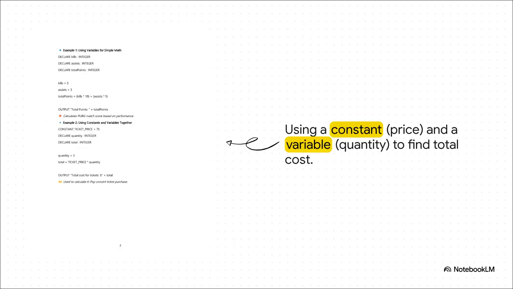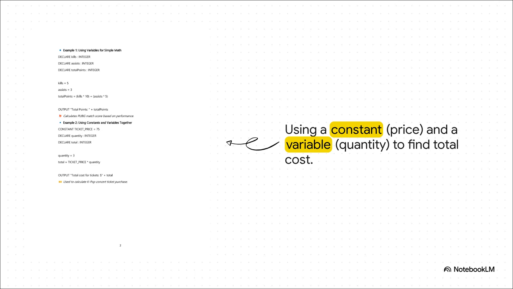And now for a different example, buying K-pop tickets. This is perfect because it shows both concepts working together. The ticket price, that's a constant. It's set to 75, and that's not going to change halfway through your purchase. But the quantity of tickets you buy, that's a variable. You might buy 2, your friend might buy 4.